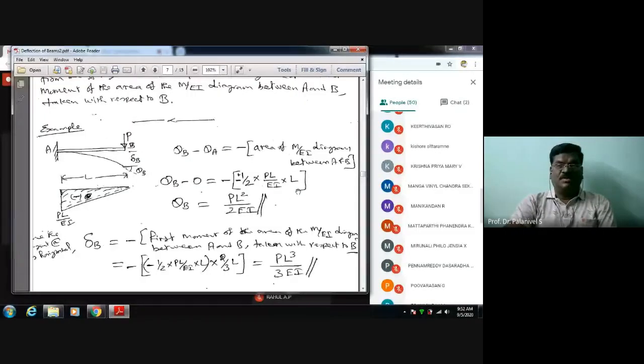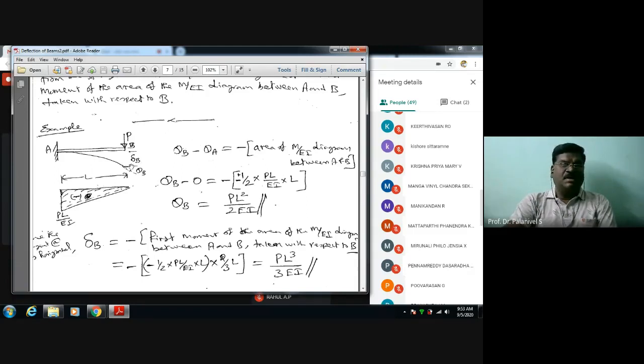For example, take a cantilever beam subject to a point load P at the free end. I want to determine the deflection at the free end. You already know how to do it by the double integration method. The beam deflects like this. Say the angle of rotation here is theta B. You draw a tangent here; the angle made by this tangent with the horizontal is theta B, and the vertical deflection at the free end is delta B.